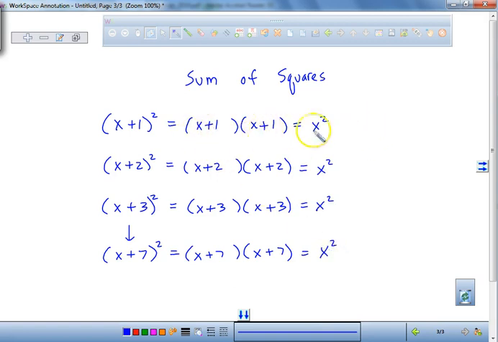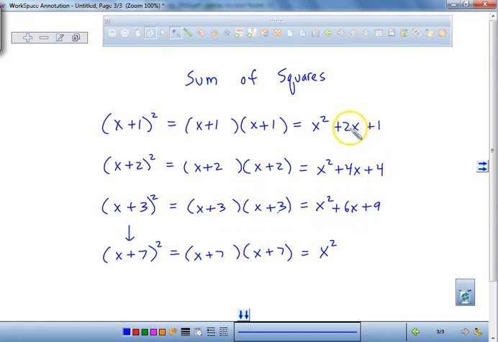Ready? What's 1 plus 1? 2. So that's going to be a 2x. What's 1 times 1? 1. Good, good. Here we go. What's 2 plus 2? 4. Good. What's 2 times 2? 4. Got it. Good job. All right, here we go. 3 plus 3? 6. Good. 3 times 3? 9.